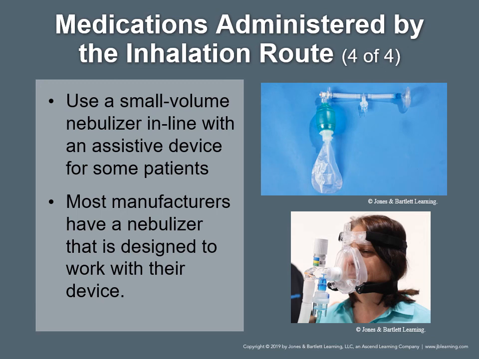Some patients will not be able to effectively inhale beta agonist medications into the lungs via a nebulizer or a metered dose inhaler. In this case, use a small volume nebulizer in line with the assistive device. When utilizing CPAP, most manufacturers have a nebulizer that is designed to work with their device.